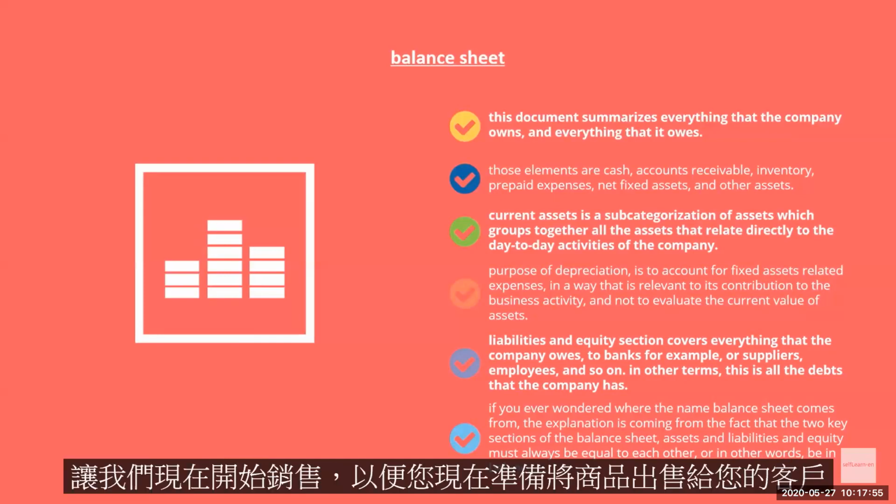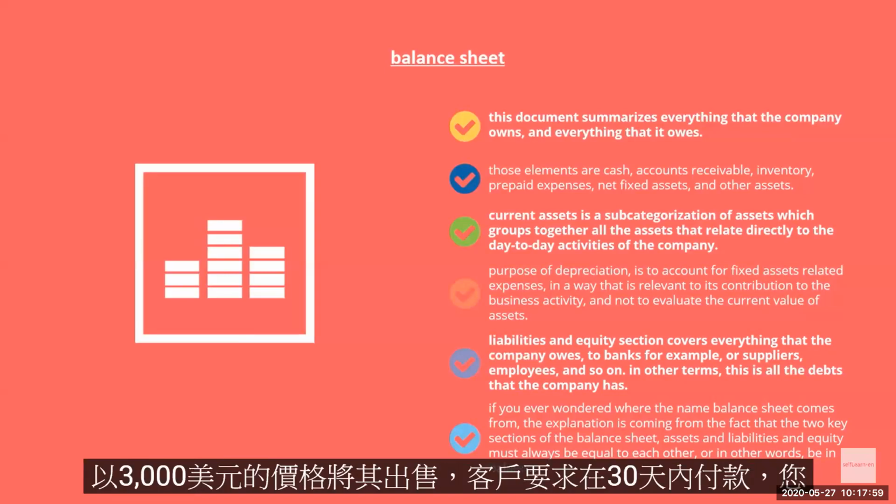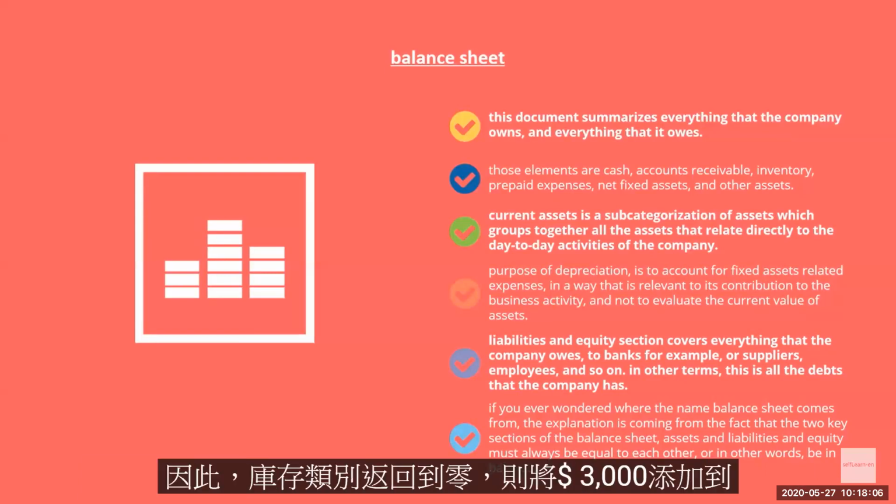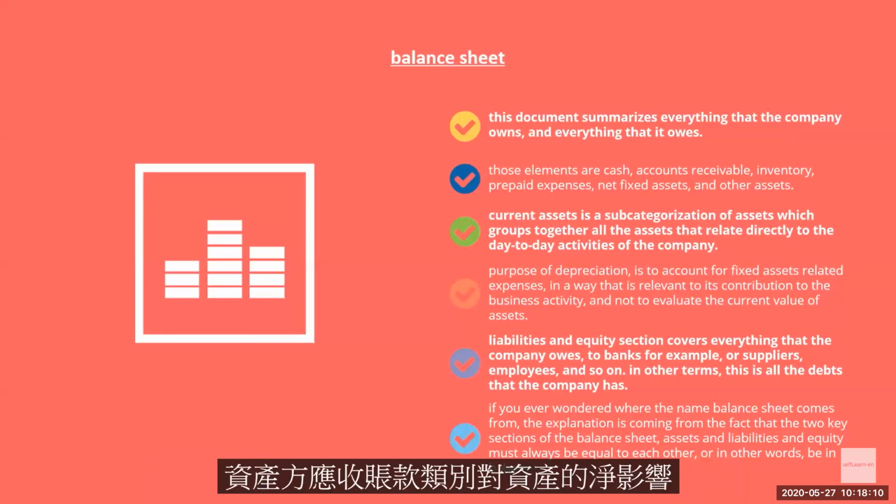Let's get now into selling. So you're now ready to sell goods to customers. You sell them for $3,000. The customer requests to pay in 30 days, and you accept the term. The $2,000 inventory is now sold to the customer, and the inventory category therefore goes back to zero. The $3,000 are added to the accounts receivable category on the asset side.